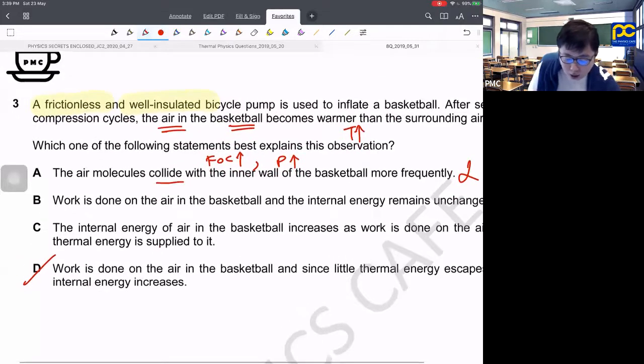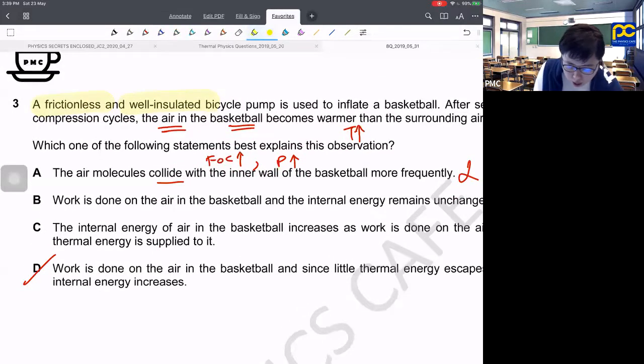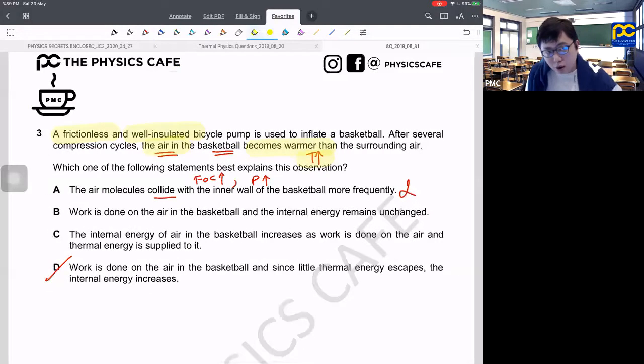But what they want is why temperature increases. So that's why I'm not saying that this statement is wrong. This statement is correct, but that is an explanation for why pressure is higher. But the question here is why temperature is higher.